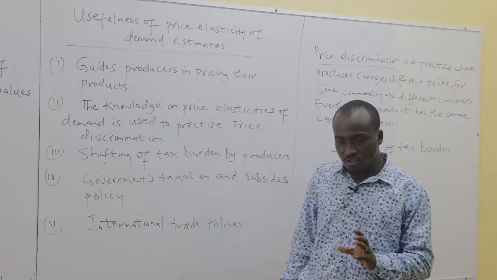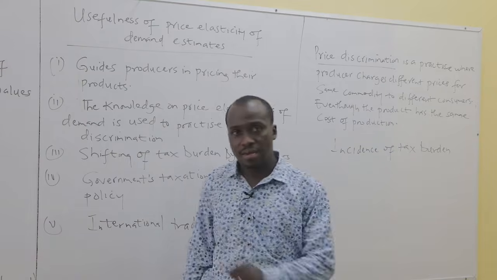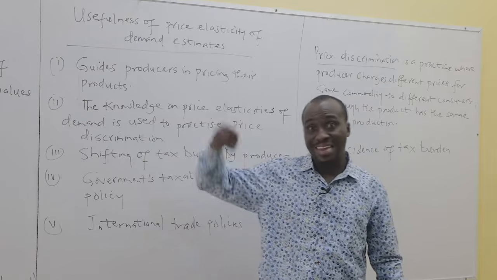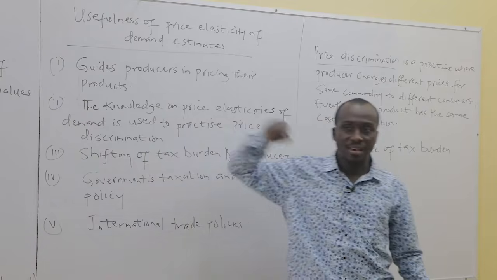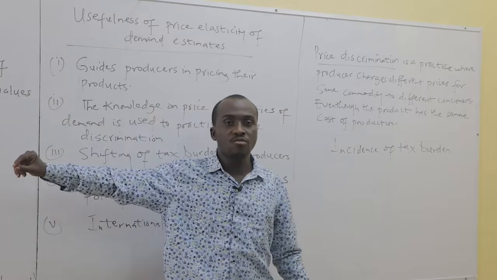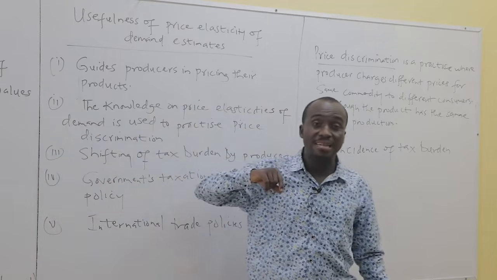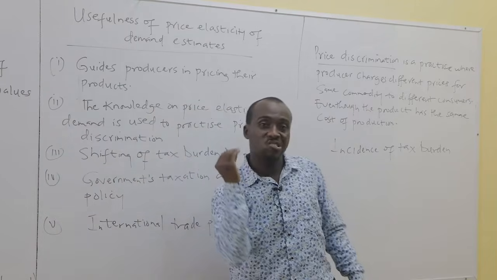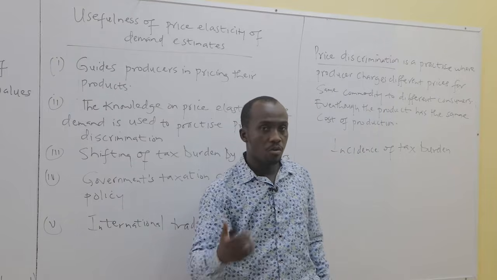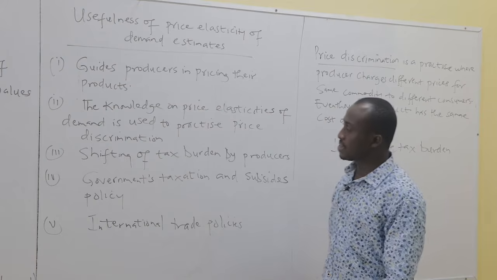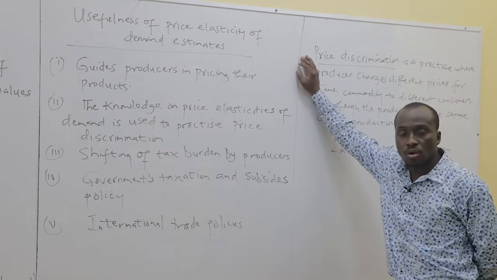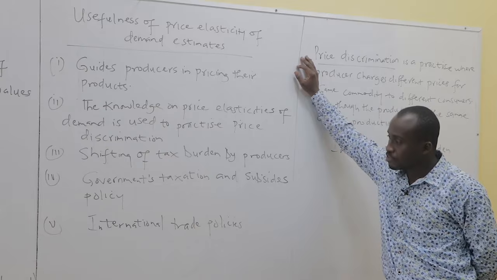So the magnitude of the tax he can shift to the consumers depends on whether the demand for that product is elastic or inelastic. If he finds that their demand is inelastic, he shifts more of the taxes to them and they still buy it. If he finds that the demand is elastic, he will shift a small amount of the taxes, or he might not even shift it, so that the price stays low and he keeps on making his money. So it's also good for producers when deciding whether to shift their tax burden to consumers or not.